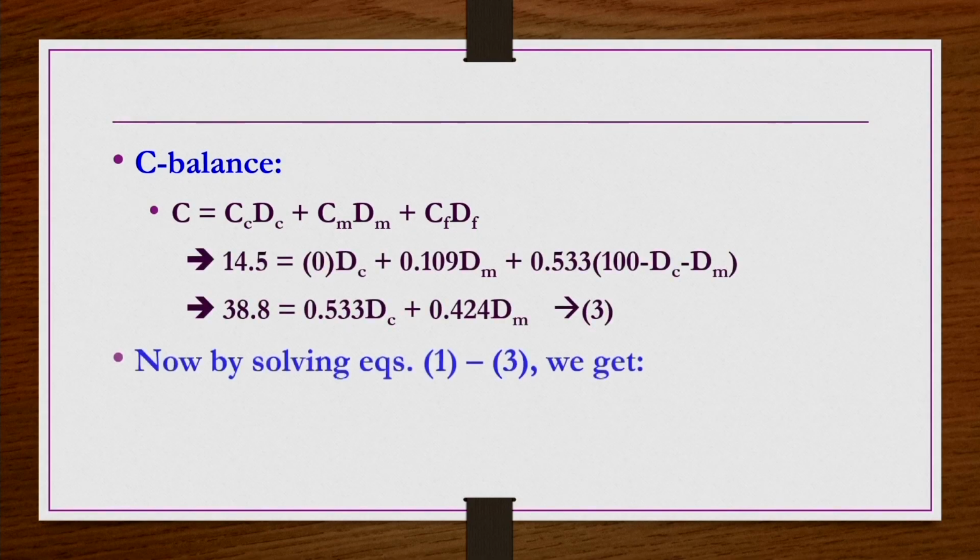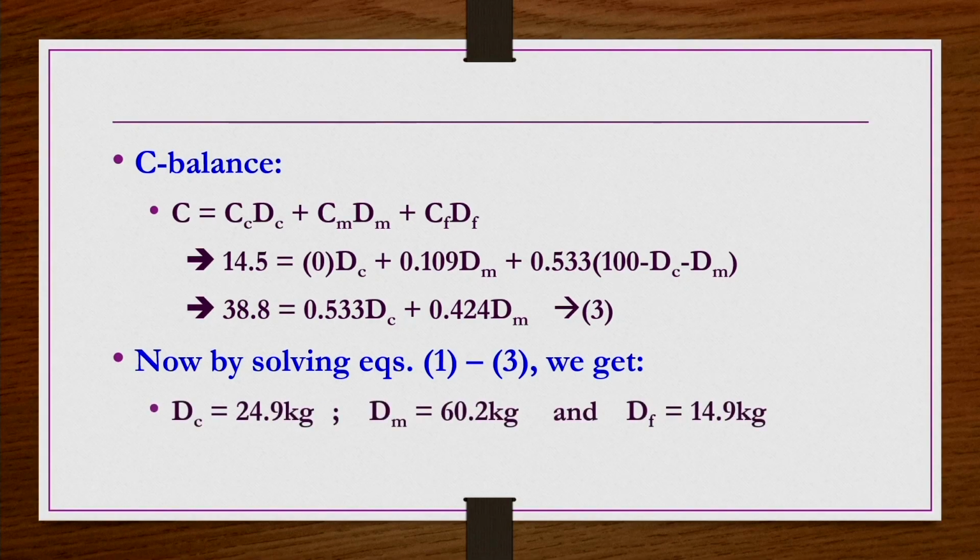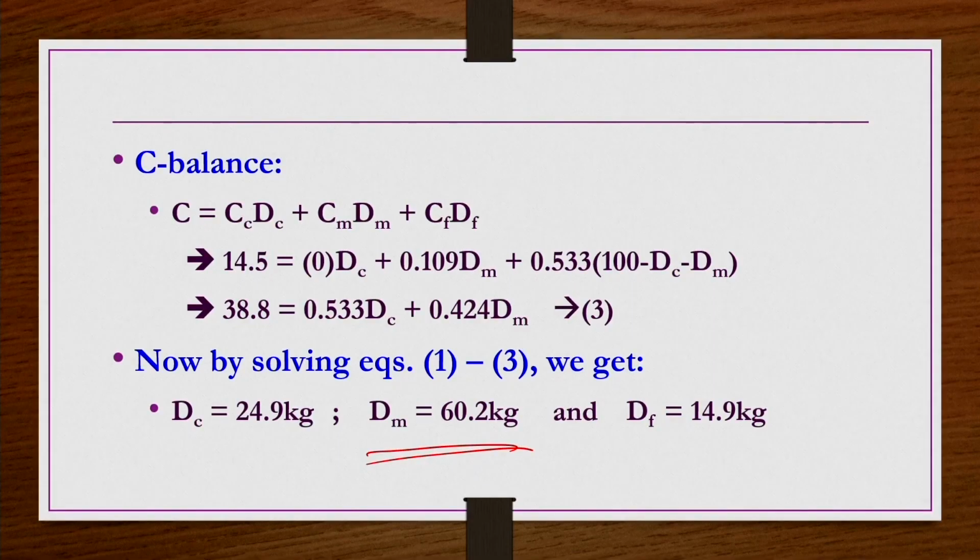If you solve equations 1, 2, 3, you get dc equals 24.9 kgs, dm equals 60.2 kgs and df equals 14.9 kgs. So, we can understand from this operation that 60.2 kgs of medium fraction is there, and then 14.9 kgs of finer fraction, whereas the coarse fraction is 24.9 kgs. So, this is how we have to solve problems using screen analysis.